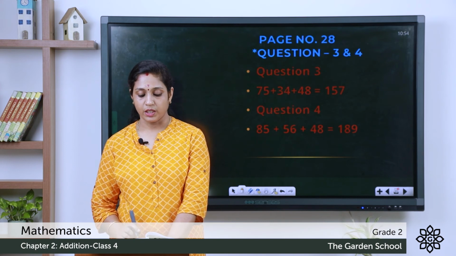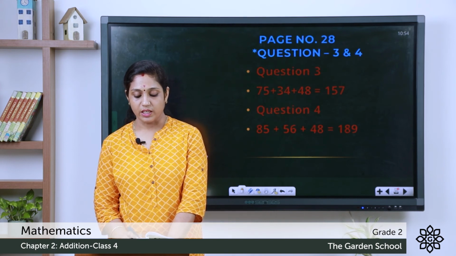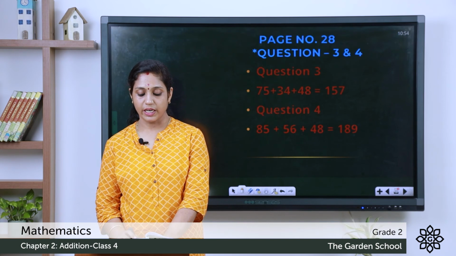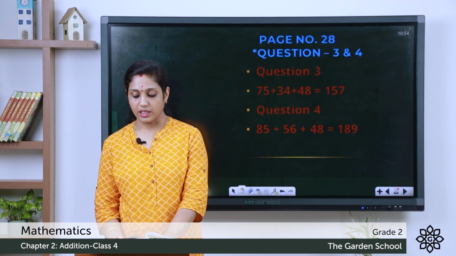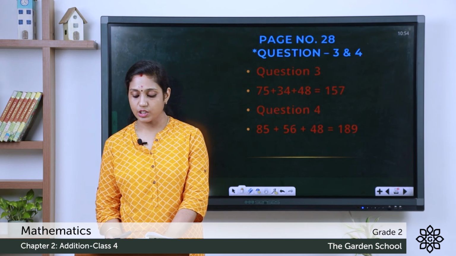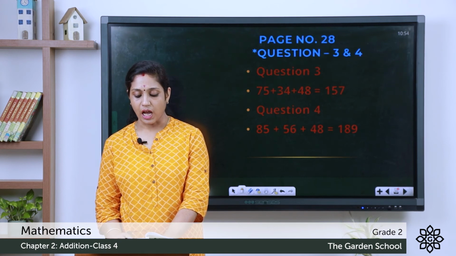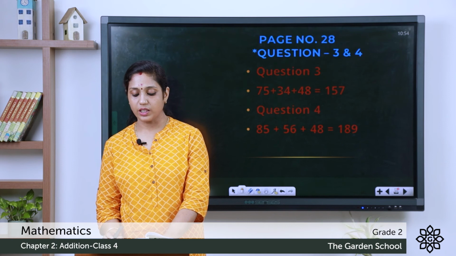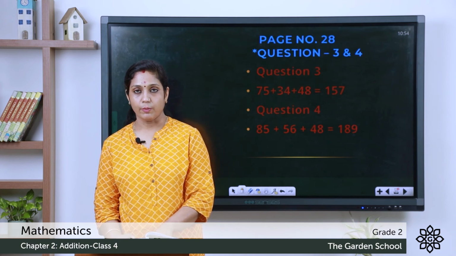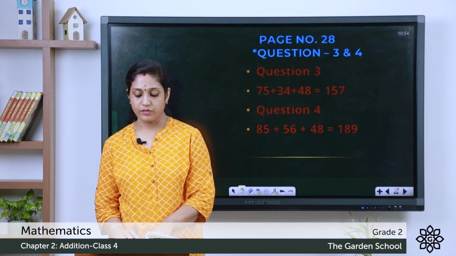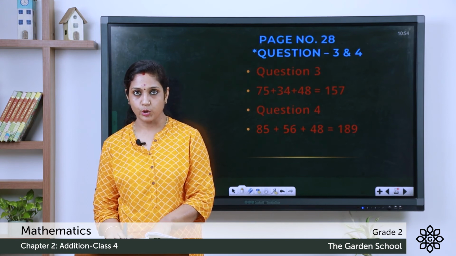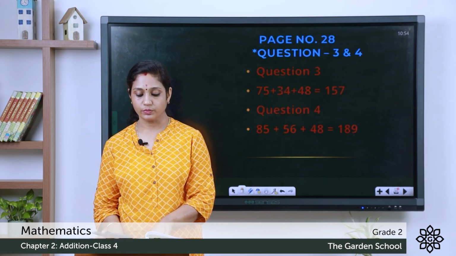Find out. I'll read out the 8th question, which is also a word problem. There are 43 students in class 1, 52 students in class 2 and 49 students in class 3. How many students are there in all the 3 classes? So number of students in class 1 is equal to 43. Number of students in class 2 is equal to 52. Number of students in class 3 is 49. Total number of students. Find it out.